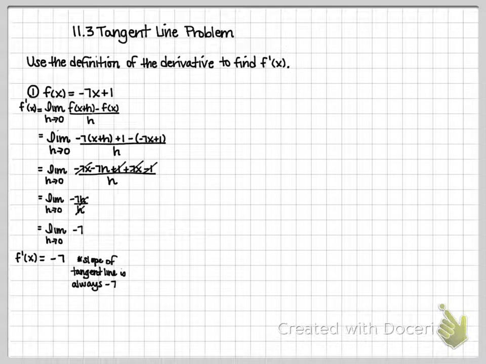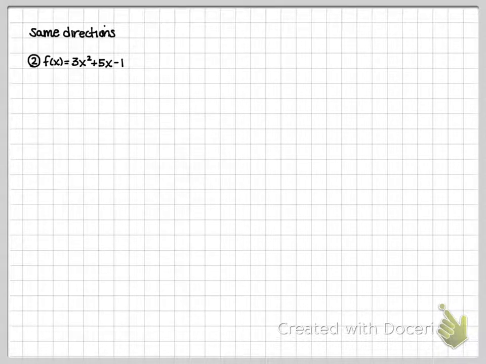When it becomes interesting is when you start talking about something that isn't a line. So here we have a parabola. I'm going to do the exact same thing. Plug in the limit as h approaches 0 of the difference quotient. We'll call that f prime of x. And let's do some algebra.